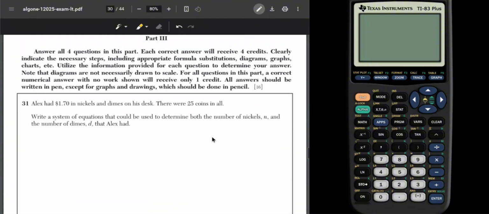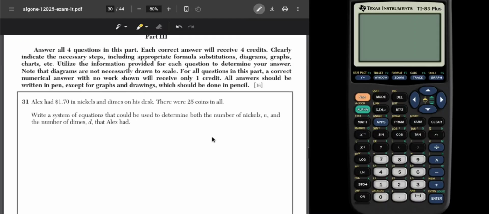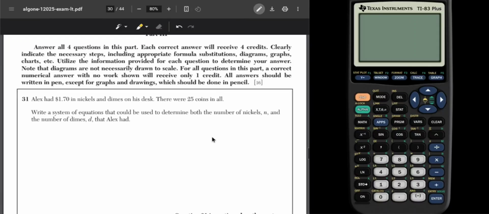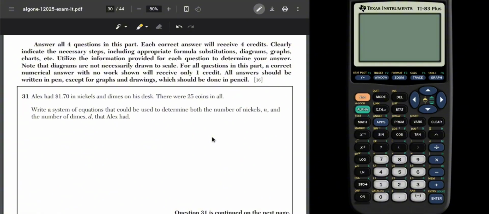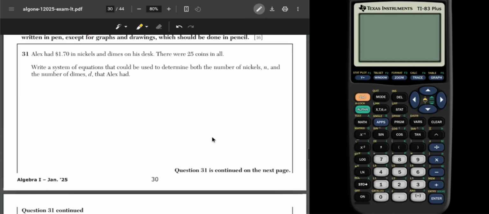Question 31. We have now moved on to part 3, and these questions are going to be worth 4 points each. I want to remind you that for your open-ended, your work should be done in pen. The only things that should be done in pencil are your graphs and your multiple choice in part 1.